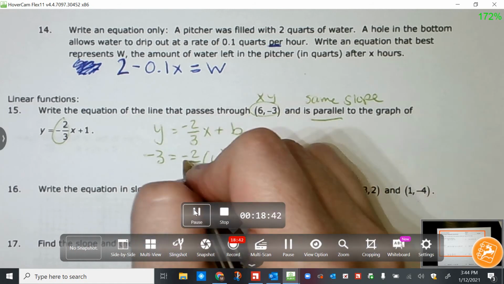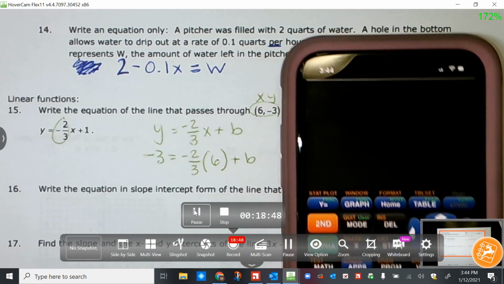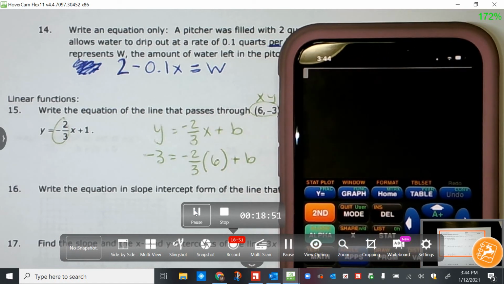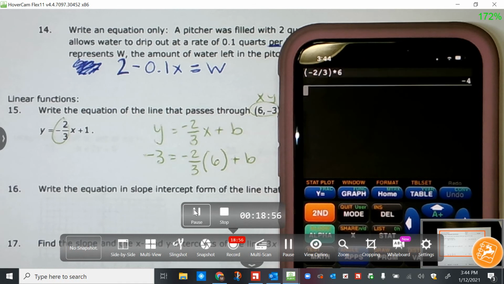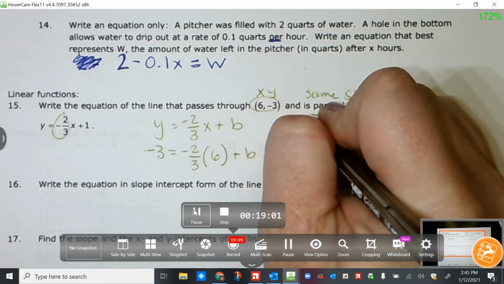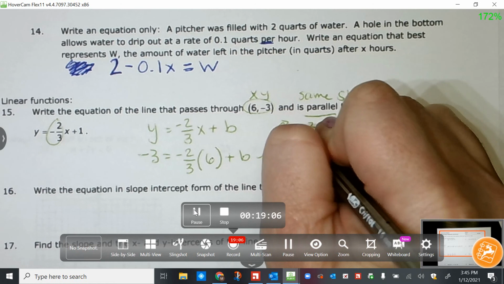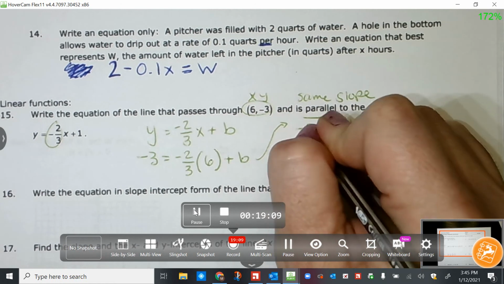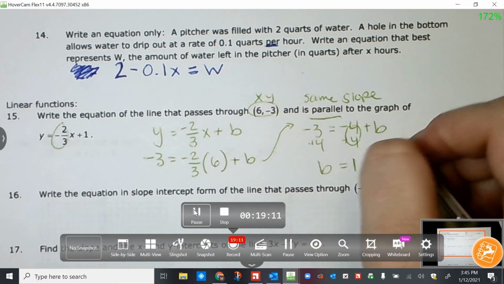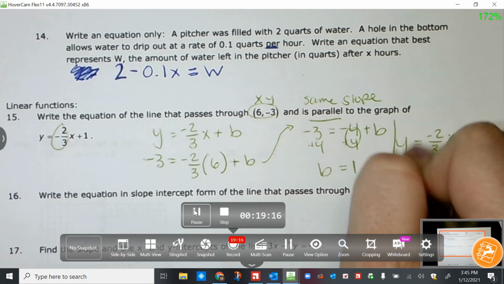Well, -2/3 times 6, y'all, if you need to use your calculator. All I have is my calculator on my phone. So I know that -2/3 times 6 is -4. So I have -3 equals -4 plus b. If I add 4 to both sides, I realize that b equals -3 plus 4, which is +1. So my final equation is y equals -2/3 x plus 1.